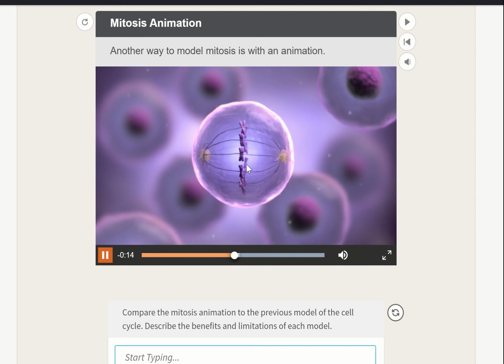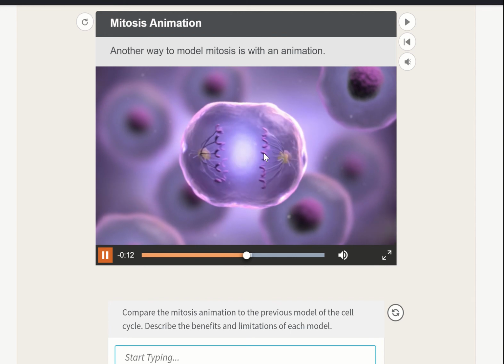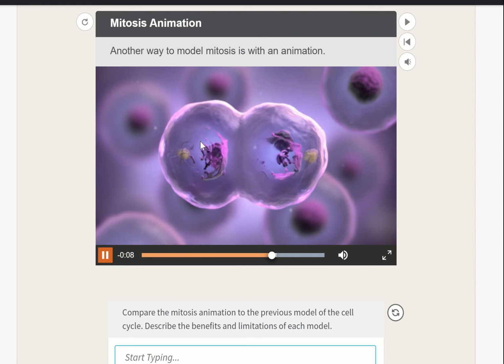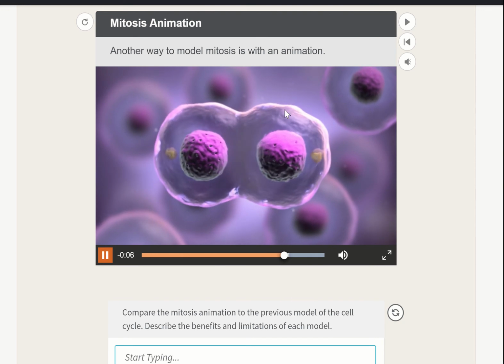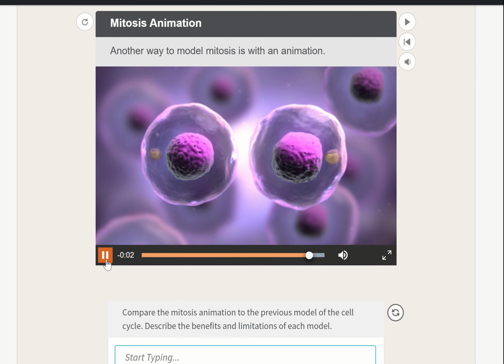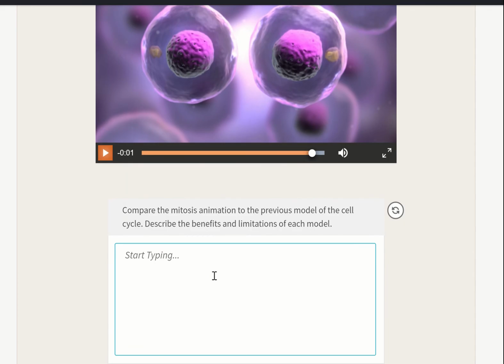You can see these are going to start to pull apart. Right here is anaphase. And now we're going to go into telophase where the nuclear envelope, here it comes, starts to form around it. And then we're going to get cytokinesis right there where it comes apart. And now we have 2 exact copies of that cell.